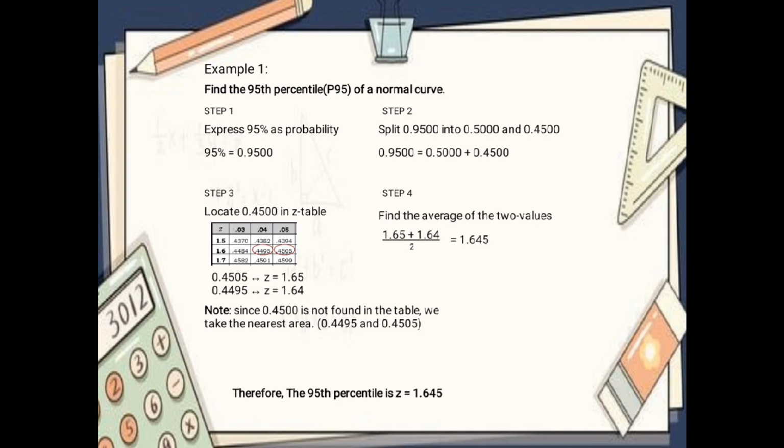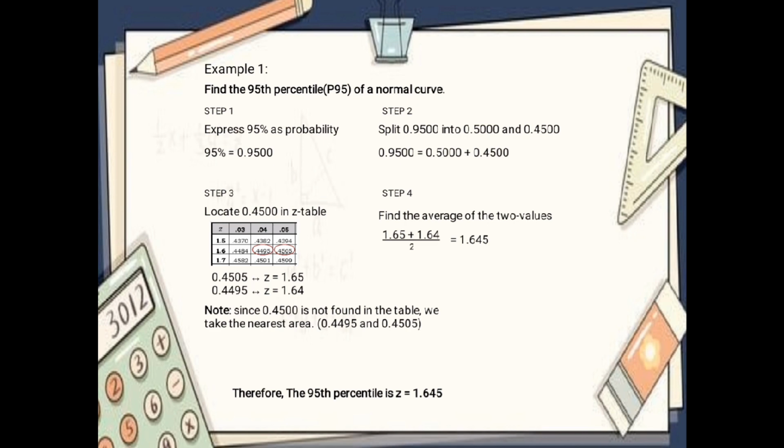Example number 1. Find the 95th percentile of a normal curve. Step 1. Express 95% as probability. So, 95% is 0.9500. Step 2. Split 0.95 into 0.5000 and 0.4500.